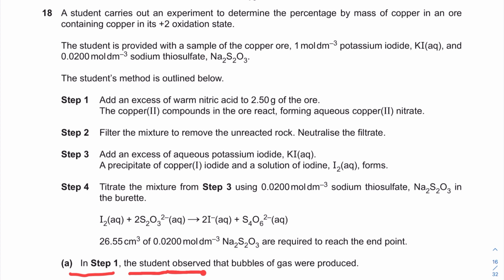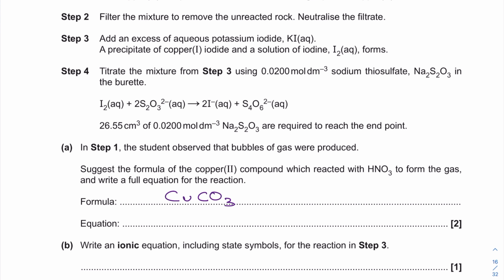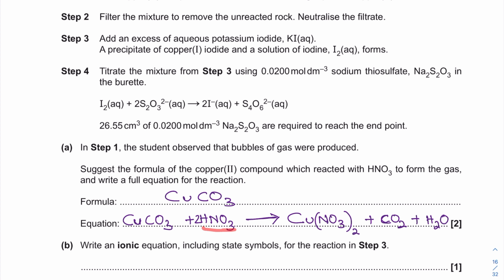In step 1, the student observed that bubbles of gas were produced. Suggest the formula of the copper(II) compound which reacted with nitric acid to form the gas, and write a full equation for the reaction. The formula is copper carbonate, and the full equation is copper carbonate solid plus nitric acid gives copper nitrate plus carbon dioxide plus water, and this is the balanced equation.